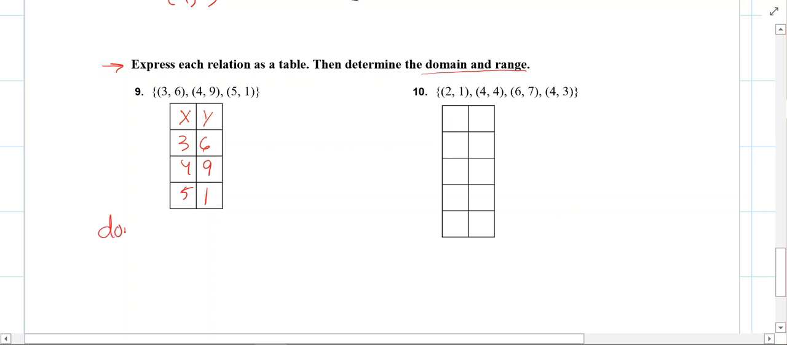So our domain, we always write the word domain. Start your start brace. Some of those are tricky for you guys to draw. And we're going to take our domains here and we're going to put in order from least to greatest. And they're already in order for us. It's going to be easy. 3, comma, 4, comma, 5. End brace. Okay, now we're going to do our range. Write range, start brace, 6, 9, and 1. Put them in order from least to greatest. That'd be 1, 6, 9. End brace. And that is it to this lesson.